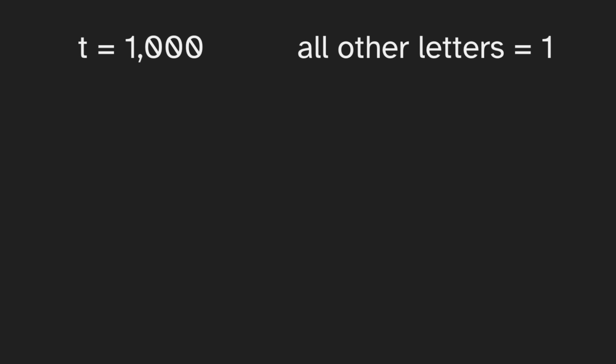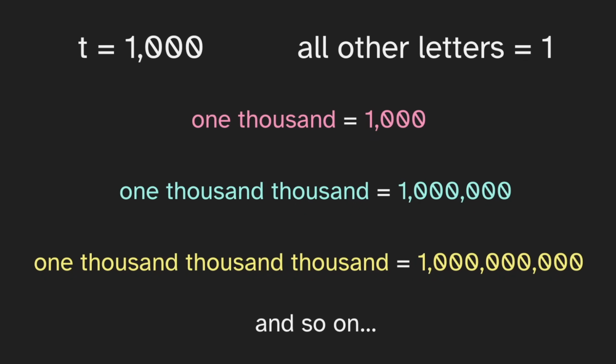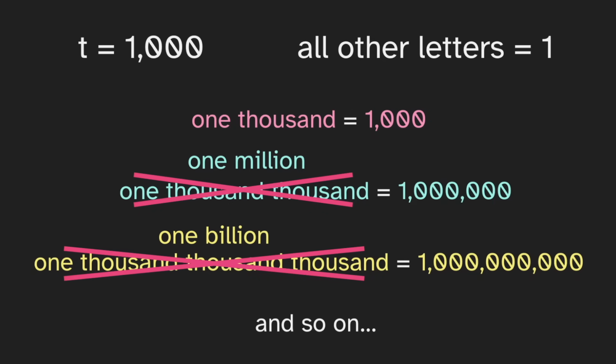And you may say we can generate a set using, for example, t equal to 1,000 and all other letters equal to 1. And so this would mean that 1,000 equals itself, 1,000,000 equals itself, 1,000,000,000 equals itself, and so on. And we could keep adding the word thousand. And sure, that technically works, but 1,000,000 is more properly called a million, and the next is more properly a billion. So I wouldn't consider this to work. But this principle of stacking together words so that they still equal themselves is going to be very important. We just have to be more careful about how we construct it.